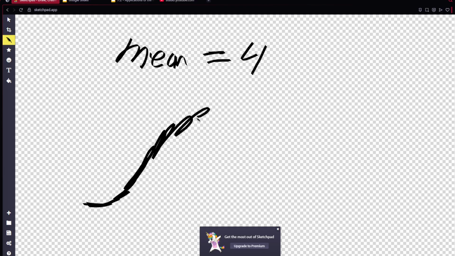I'm sorry for my bad drawing, by the way. It's a little bit curly, actually.